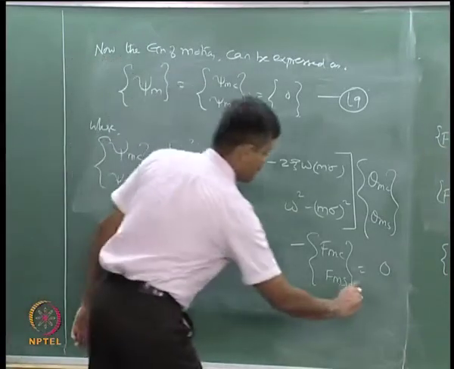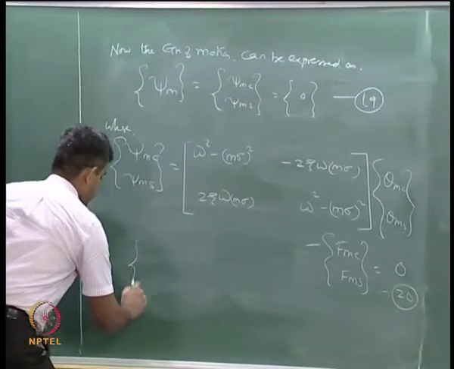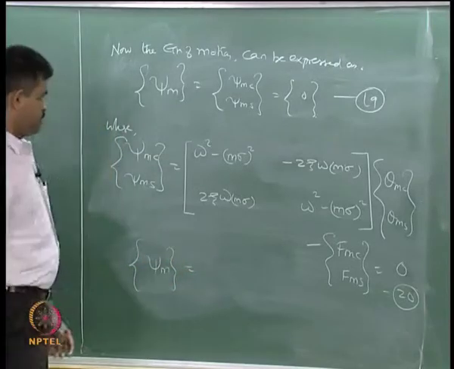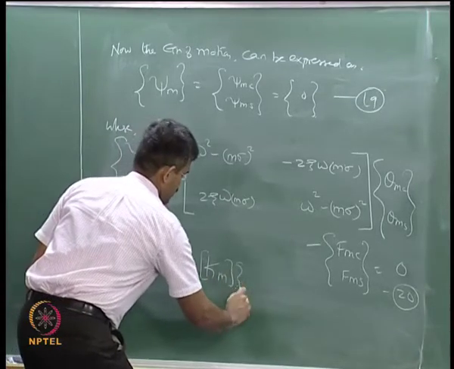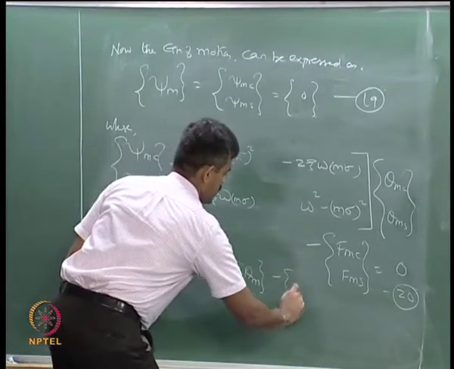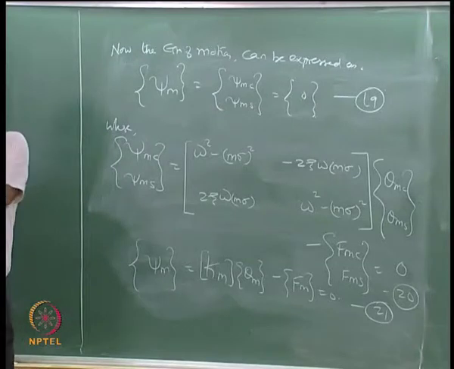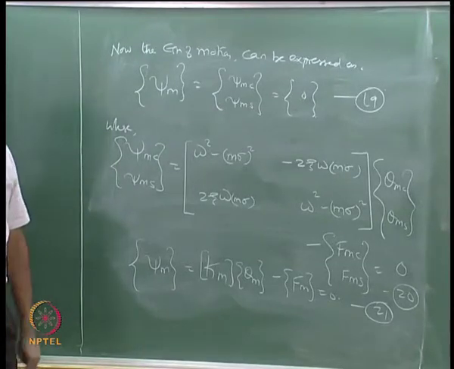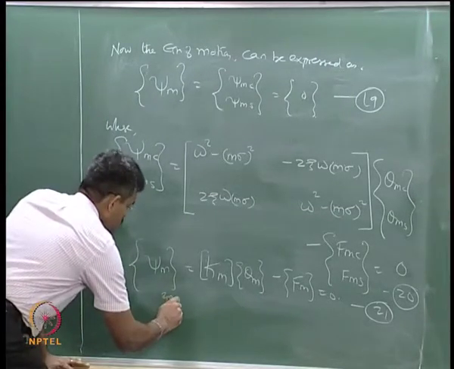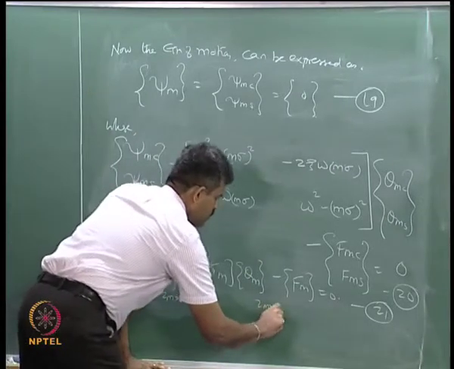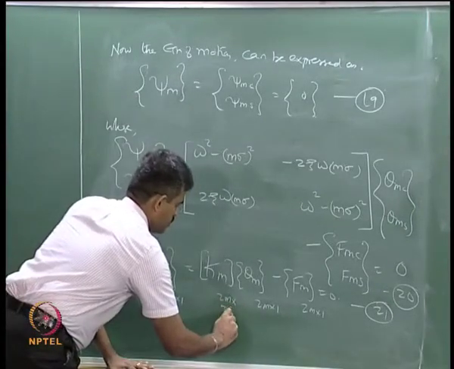Equation 20. In simple terms, equation 20 can be rewritten as psi of m, km theta m minus Fm is 0. I call this 20. So, these are all vectors of size 2m by 1, whereas this is of size 2m by 2m.